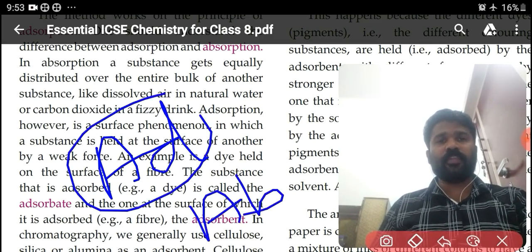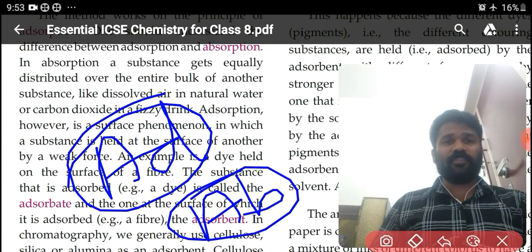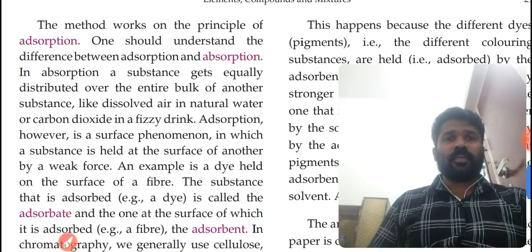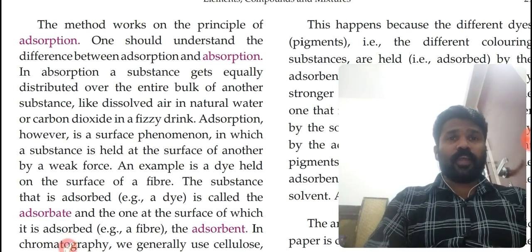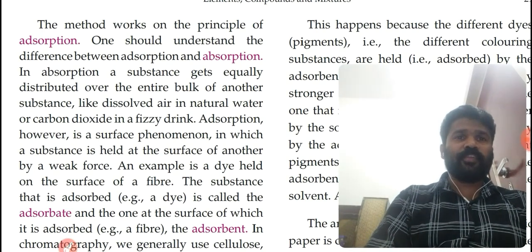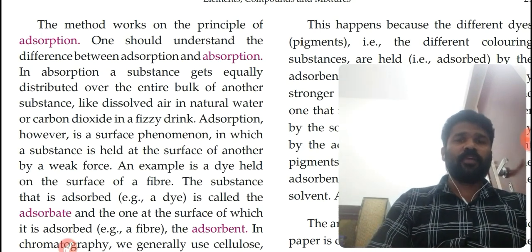You should understand the difference between the words adsorption and absorption. What is absorption? In absorption, a substance gets equally distributed over the entire bulk of another substance, like dissolved air in natural water or carbon dioxide in a fizzy drink.